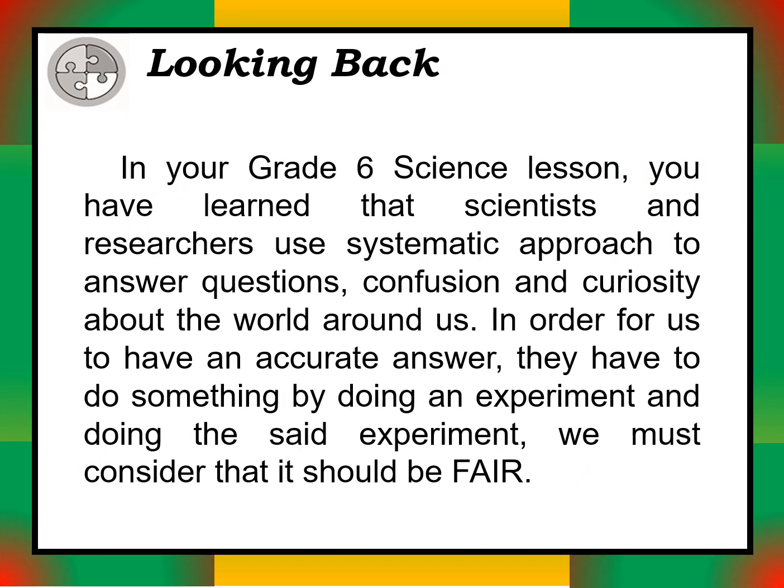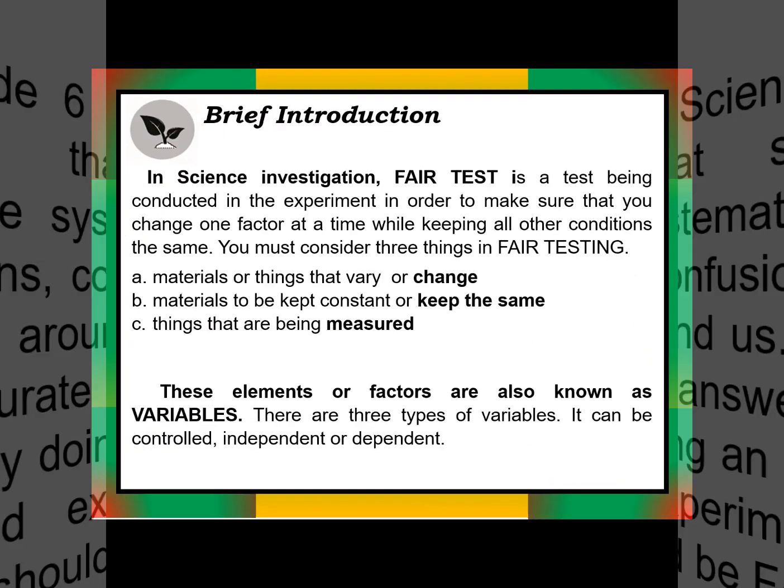All right, so let's do some review. When you were in grade 6, you learned that scientists and researchers use a systematic approach to answer questions, confusions, and curiosity about the world around us. In order for us to have accurate answers, they have to do an experiment. And in doing the said experiment, we must consider that it should be fair. There's no bias. It must be fair, right? But what is fair? Let's proceed.